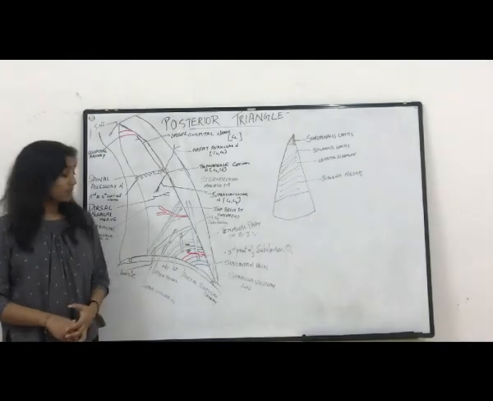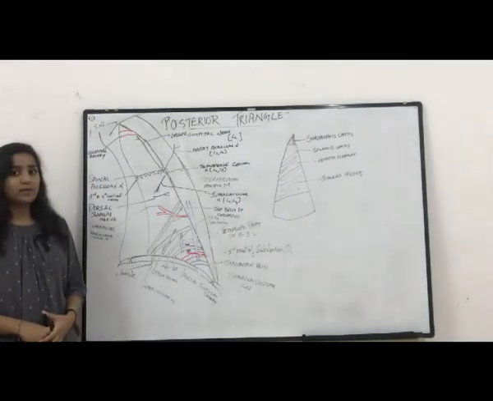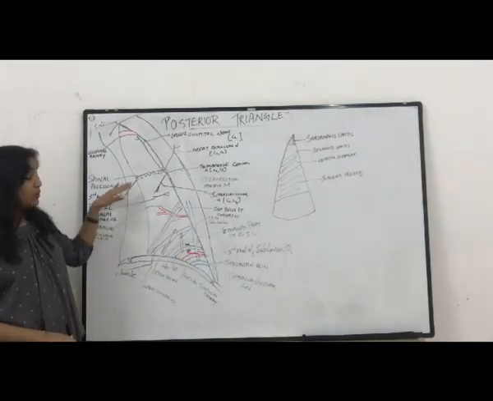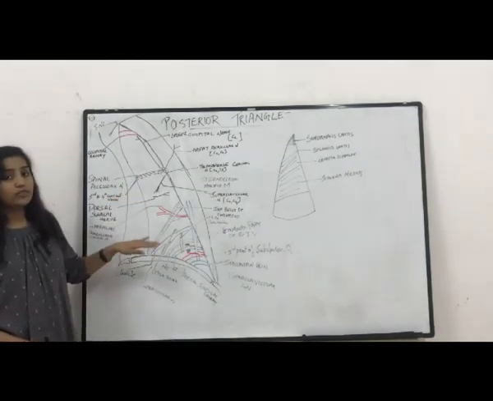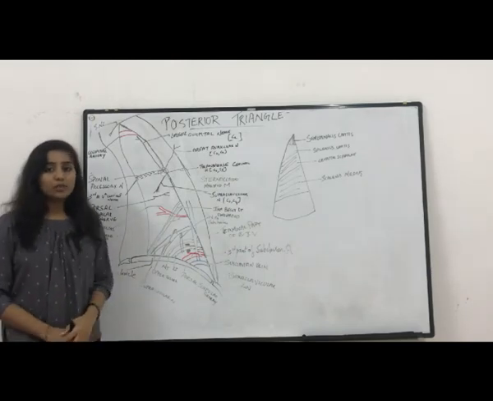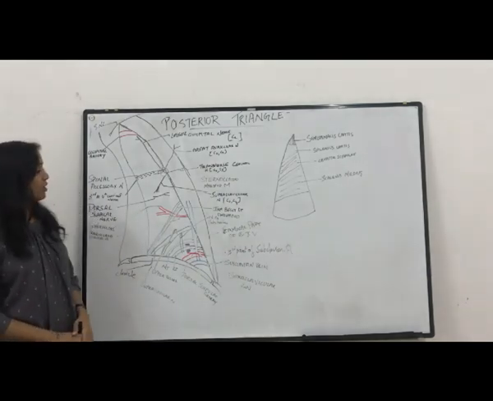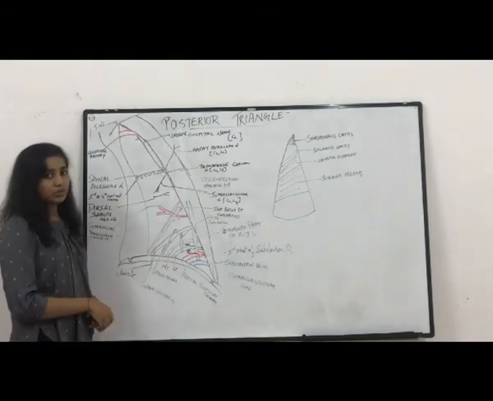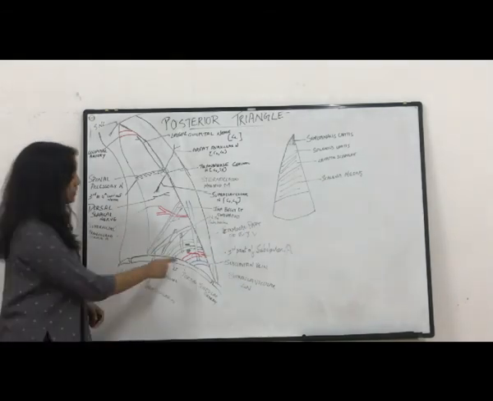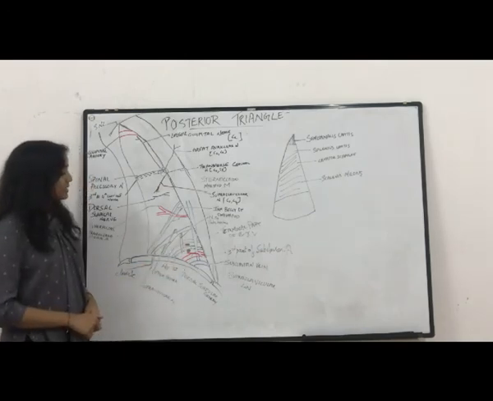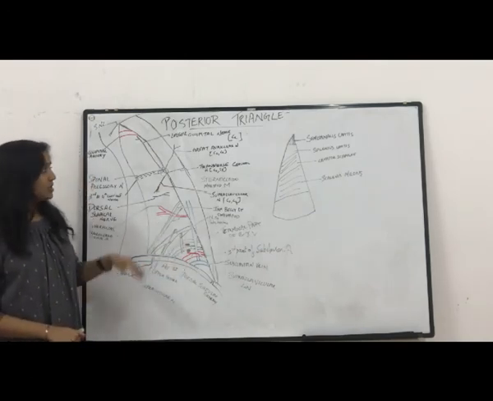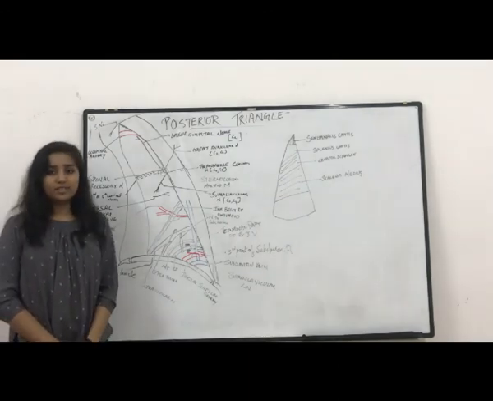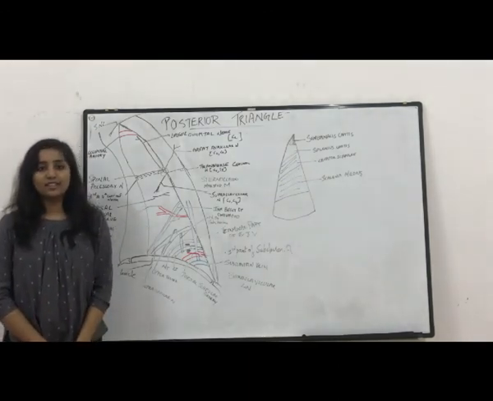And then the next important clinical aspect is swelling of the posterior triangle. Swelling of the posterior triangle is caused mainly because of enlargement of lymph nodes present in the posterior triangle, mainly the supraclavicular lymph nodes. When these lymph nodes get enlarged, it causes swelling of the posterior triangle. These are the clinical aspects, and this is the topic.